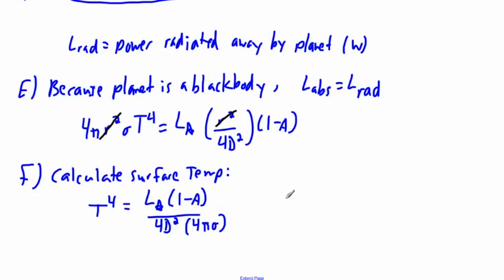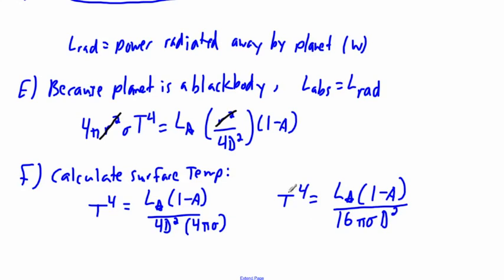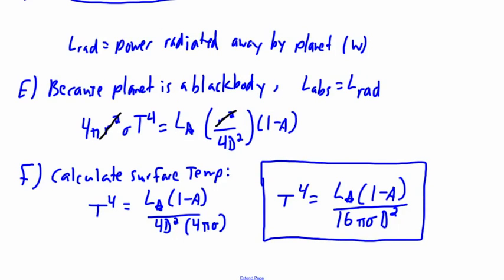And then just to pretty it up, we'll say that T to the fourth is going to be equal to L star times 1 minus A, all that over, let's see, 4 times 4, we can make that a 16. And what we normally do is write the pi and the sigma next. And then after that, we'll just do the d squared. So this is a much better way to estimate the surface temperature of an exoplanet.